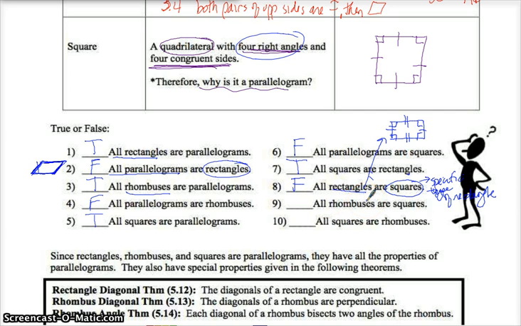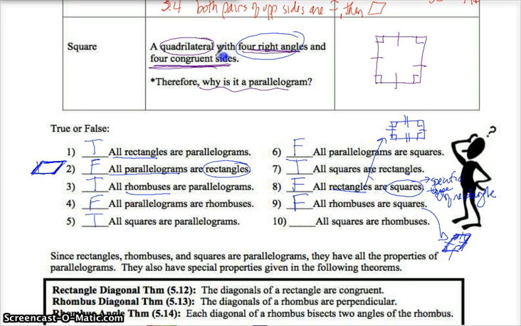All rhombuses are squares. So are all rhombuses squares? No, that is false. What's my counterexample? Well, just the typical, maybe more typical rhombus that you see. It's skewed like this, where this is clearly an obtuse angle, an acute angle, an obtuse angle, and an acute angle. And then all squares are rhombuses.